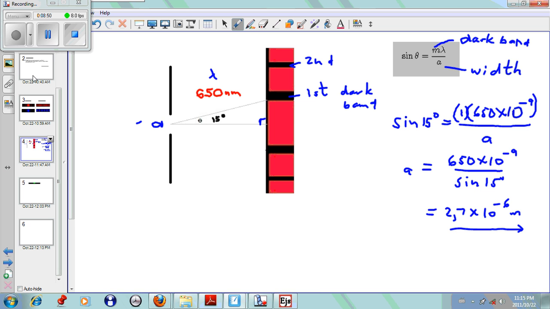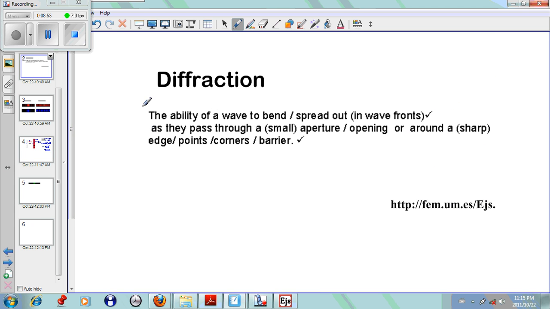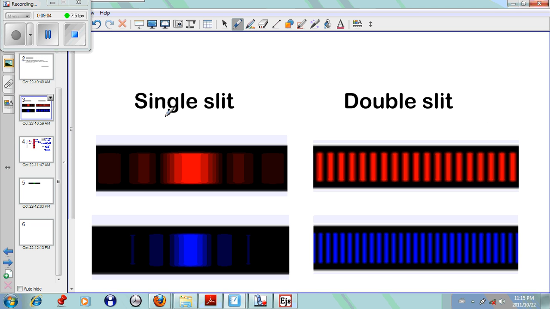Just to summarize quickly, you should know that the definition is important. What is the definition for diffraction? And then going further, we see that when light goes through a narrow slit, you get light going through a single slit, where we get a central broad band with alternating dark and light bands. The bright band is because of constructive interference, and the dark band is because of destructive interference.